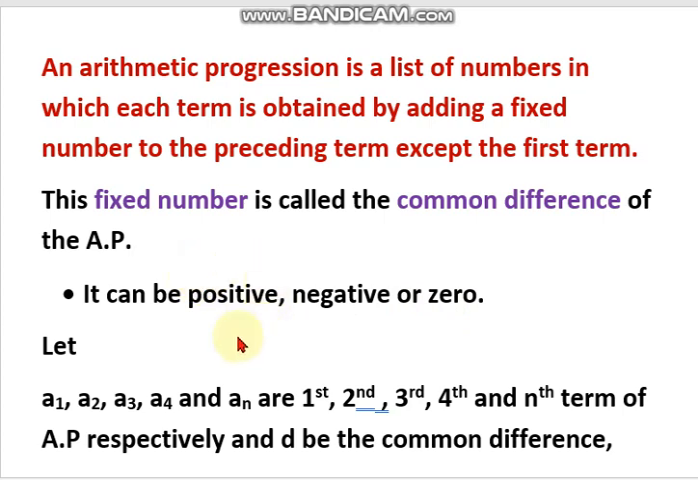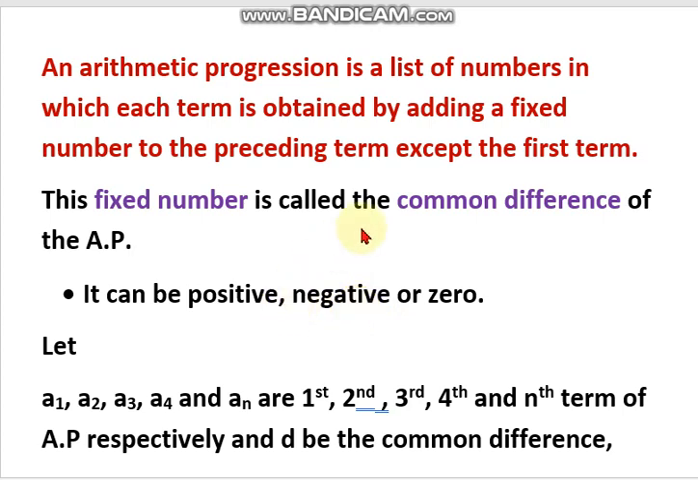Now positive means what? Whenever the common difference is positive, we will get an increasing sequence. The amount or the number will increase. When the difference is negative, in that case the sequence will be a decreasing sequence. You can get the decreasing sequence by subtracting some fixed number from the previous number.